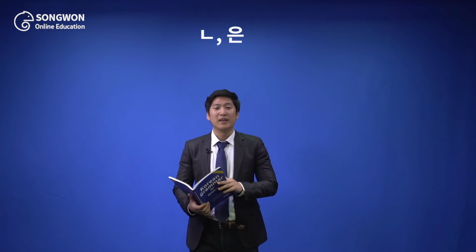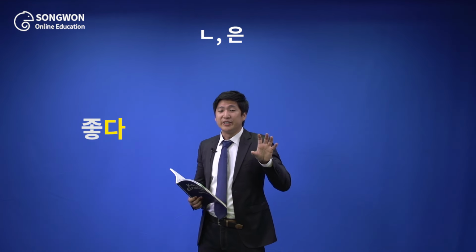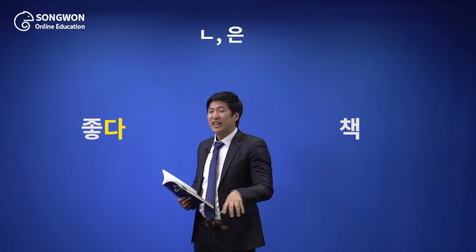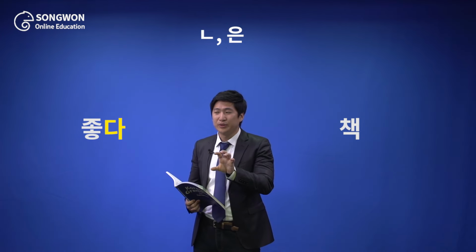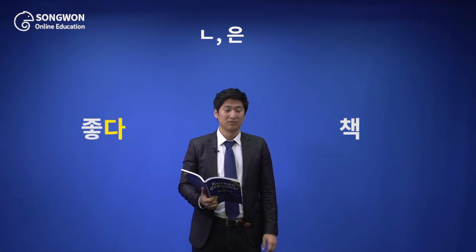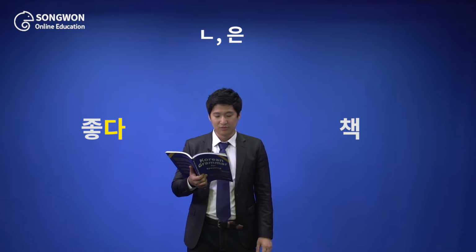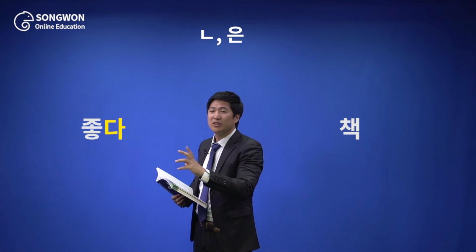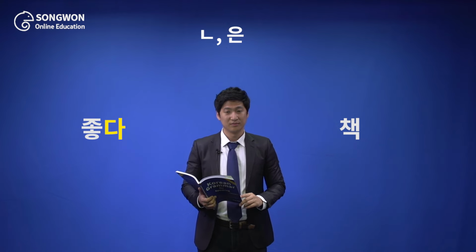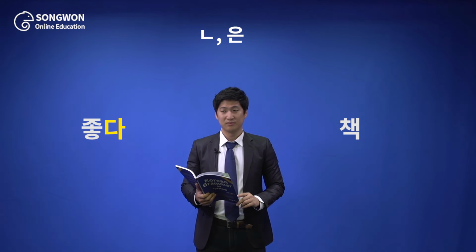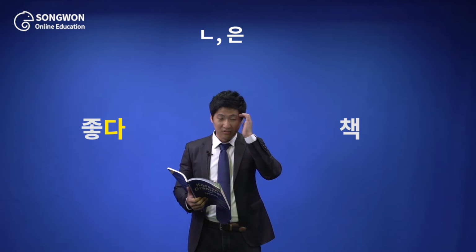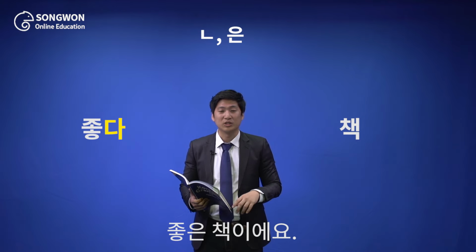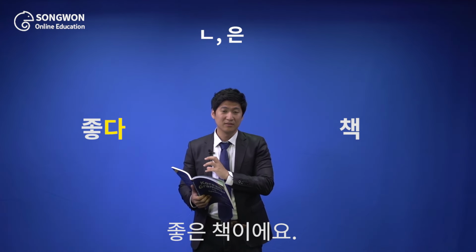자, how about if there is a bottom letter, good book. It's a good book. How do you say good book? Right. 좋은 책. How do you say it's a good book? 이거는 좋은 책이에요. Right. 이거는 좋은 책이에요, which means this is a good book.